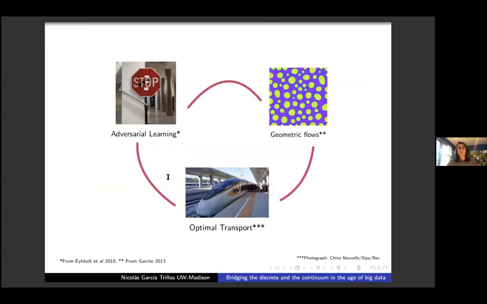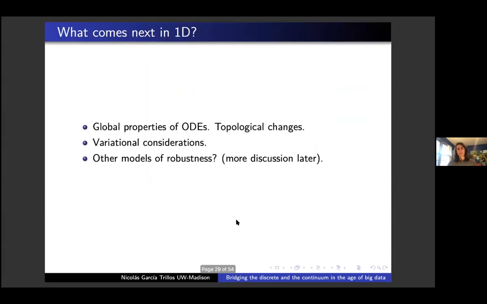So that's the connection between these three topics. Adversarial learning gives us the motivation for all of this. Geometric flows gives us the way to produce candidates. Optimal transport gives us a way to prove that those candidates are indeed global solutions. Okay. Now this is all in 1D.